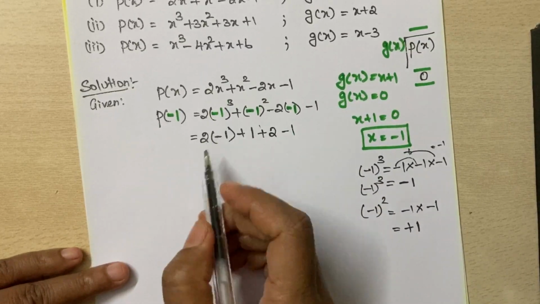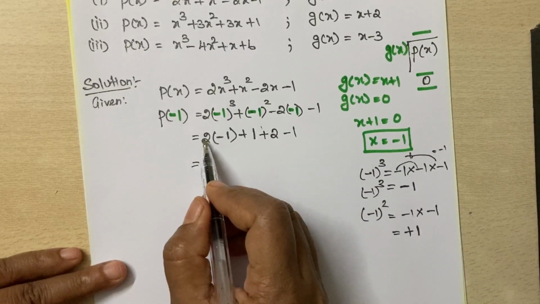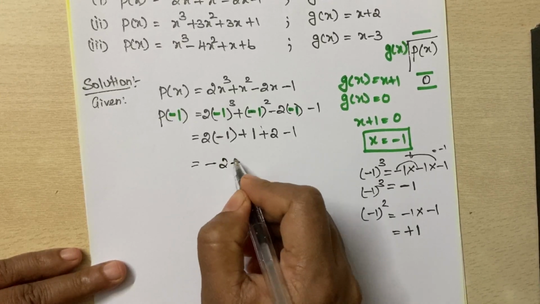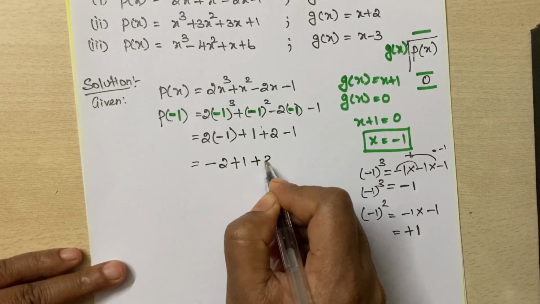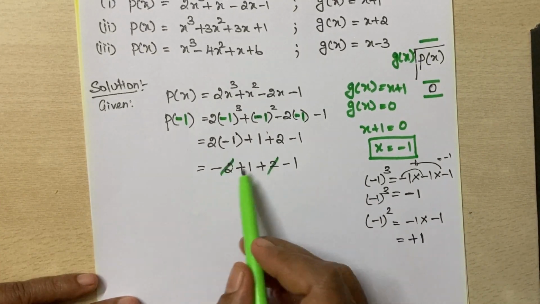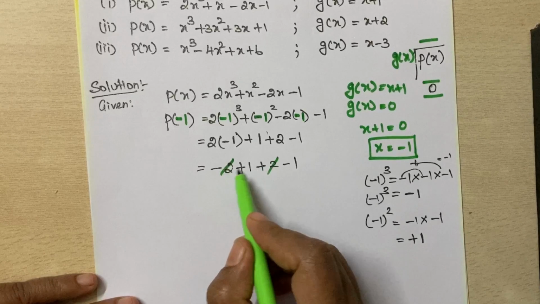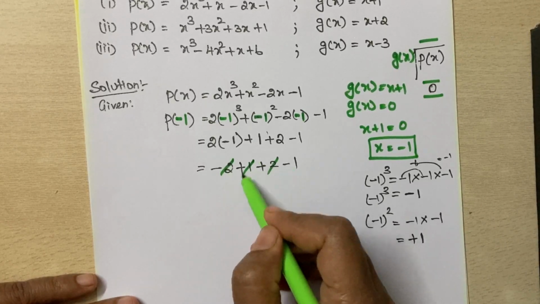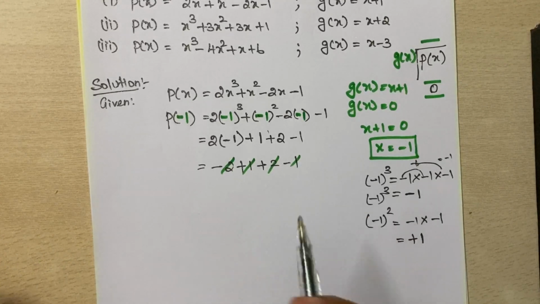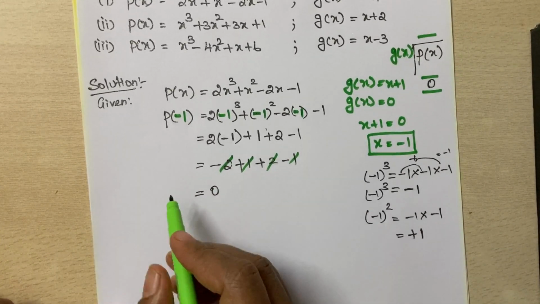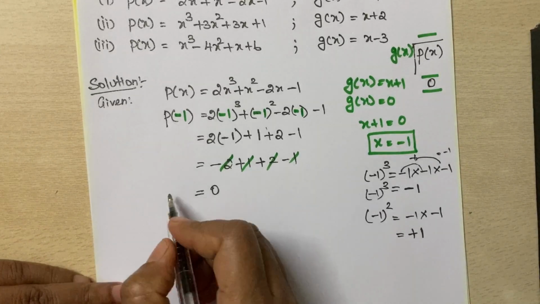Now we are going to remove this bracket. Multiply 2 into minus 1. Minus 2 plus 1 plus 2 minus 1. Negative 2 and positive 2, it will be 0. The same way, when you add 1 minus 1, positive 1 and negative 1, when you are adding, it becomes 0. Finally, the answer is 0, which is p of minus 1.